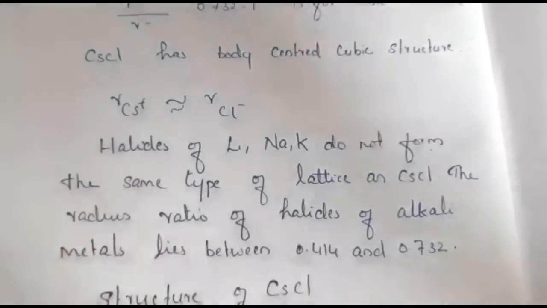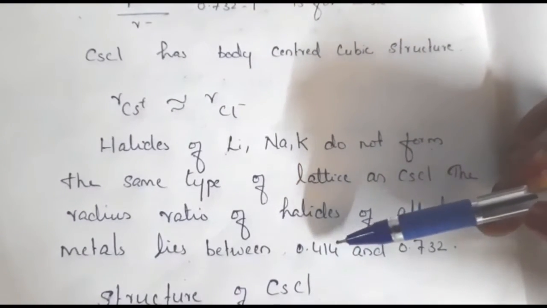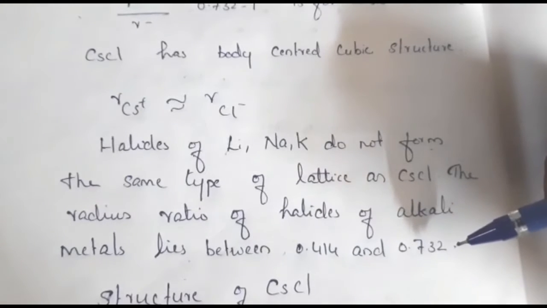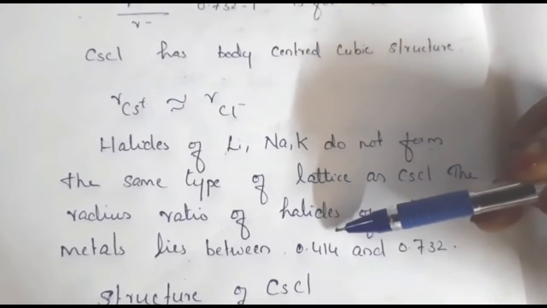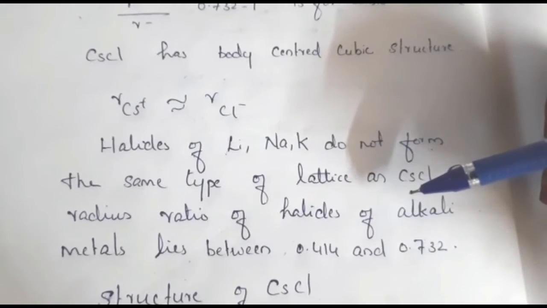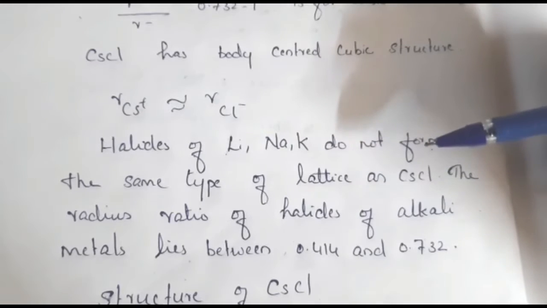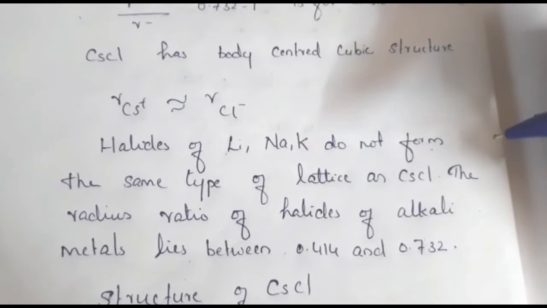The radius ratio of halides of alkali metals lies between 0.414 and 0.732. That means the halides of lithium, sodium, potassium, the radius ratio will be in this range. But for cesium chloride, the radius ratio is 0.884. This is because of higher size of Cs+, because the size of Cs+ is comparable with that of chloride ion. So as the cation size increases, the radius ratio also will increase.